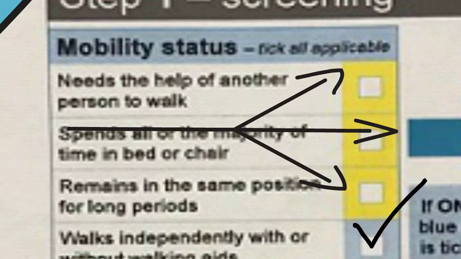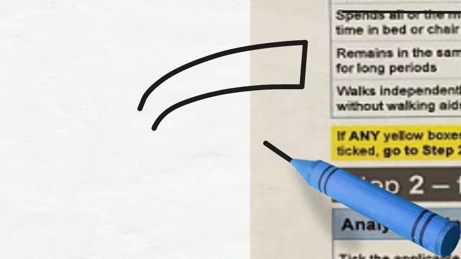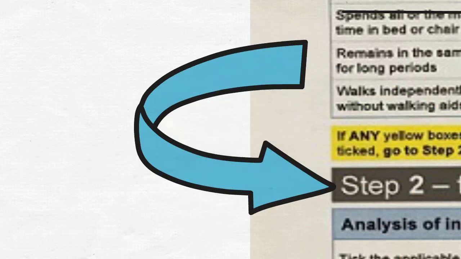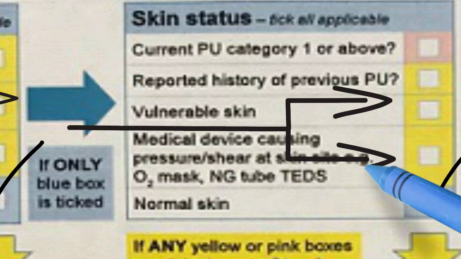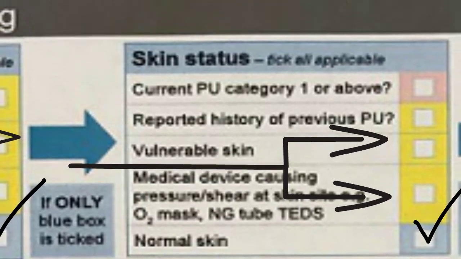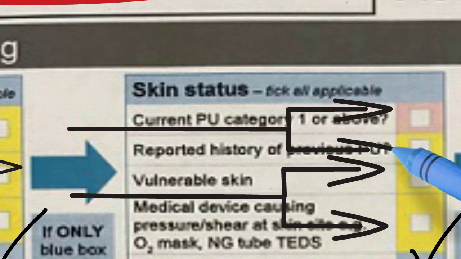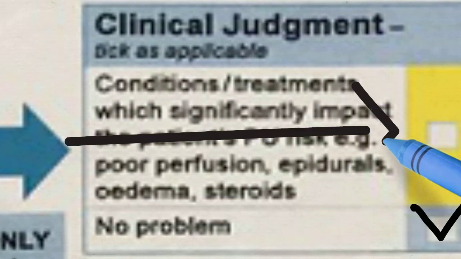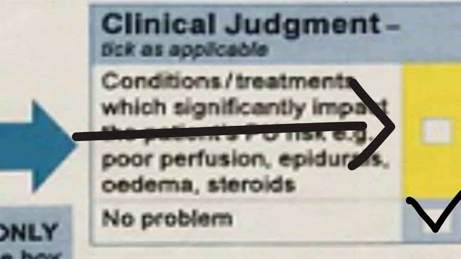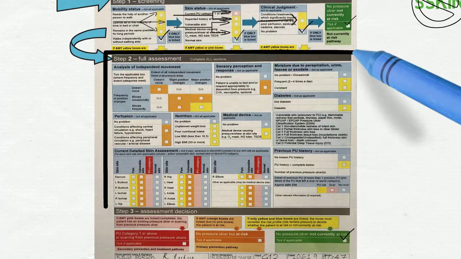Moving back to step 1 and mobility status. If any of the yellow boxes are ticked, the screening section is complete. You then need to move on to step 2, full assessment. There is no need to complete the skin status or clinical judgment boxes in step 1. If, however, the patient is independently mobile but has a risk factor identified in either the skin status or clinical judgment sections, step 2 needs to be completed in full.